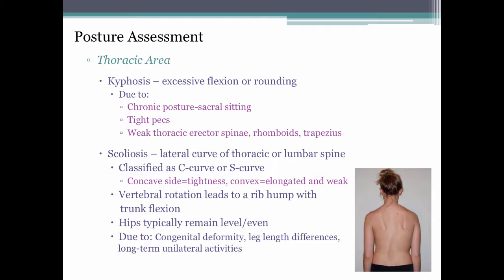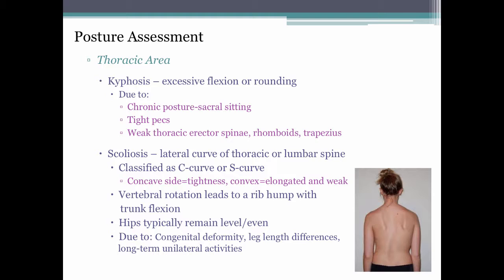So on the concave side, or the right side, you'll see she's going to develop tightness in her erector spinae or quadratus lumborum there. On the left side, she's going to get weakness as those muscles are chronically elongated. Scoliosis leads to vertebral rotation, and you'll see a telltale sign of the rib hump.